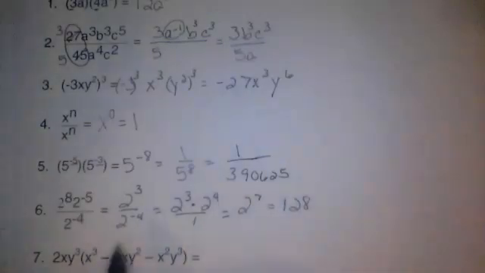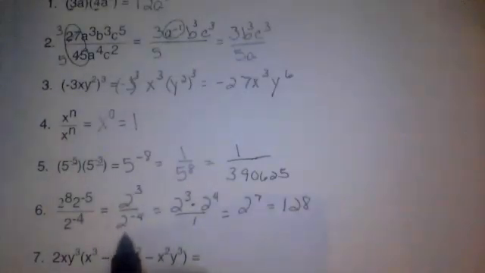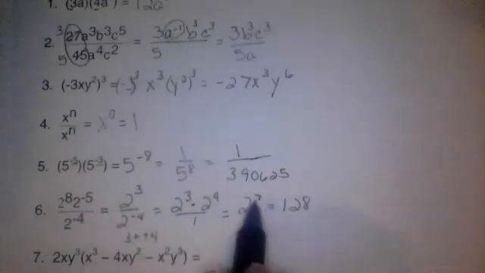Now, another way you could have done this problem is, instead of moving the negative exponent to the top, I could have used my rules, and I know that whenever I'm dividing, I subtract. So I would have 3 minus negative 4, which would be 3 plus 4, which is also 2 to the 7th. So either way, I still get 2 to the 7th power.